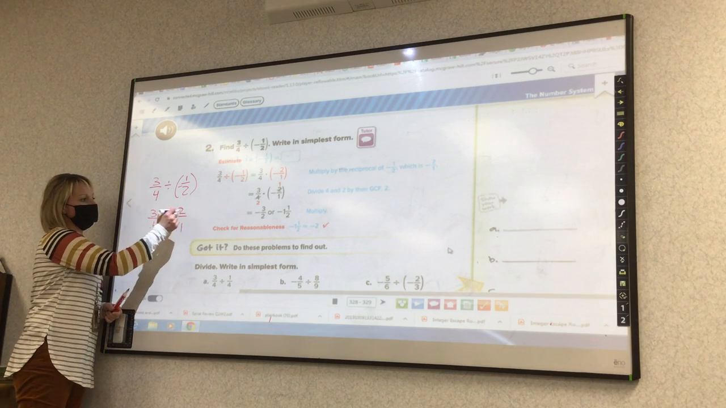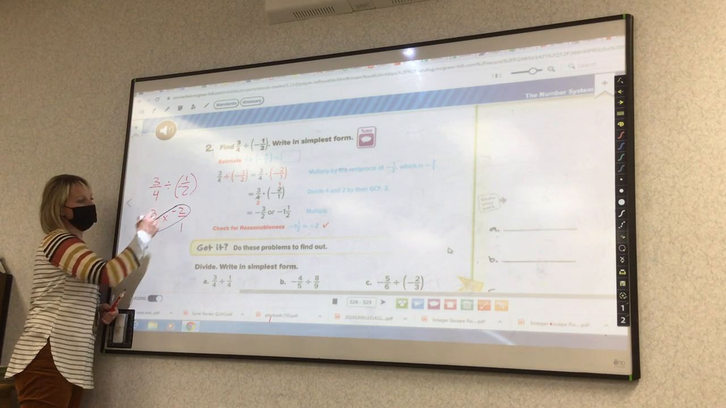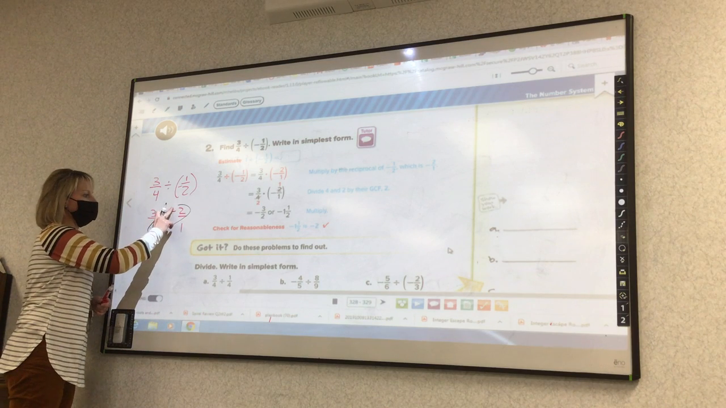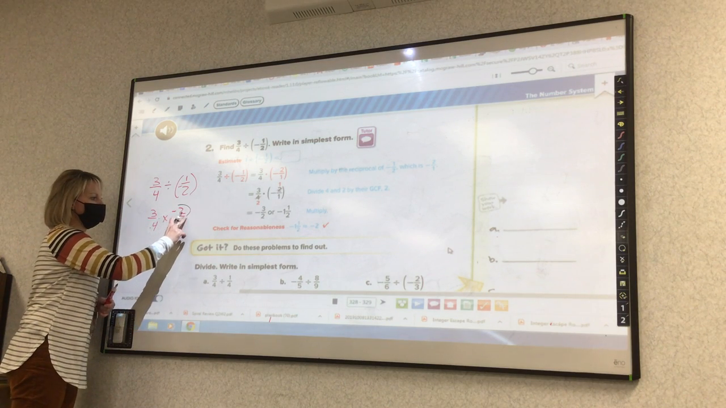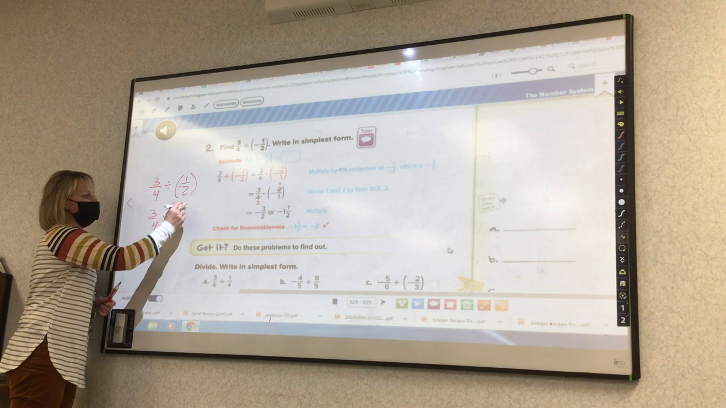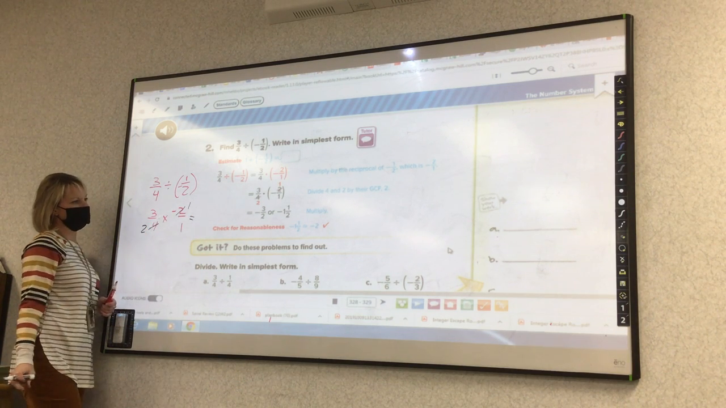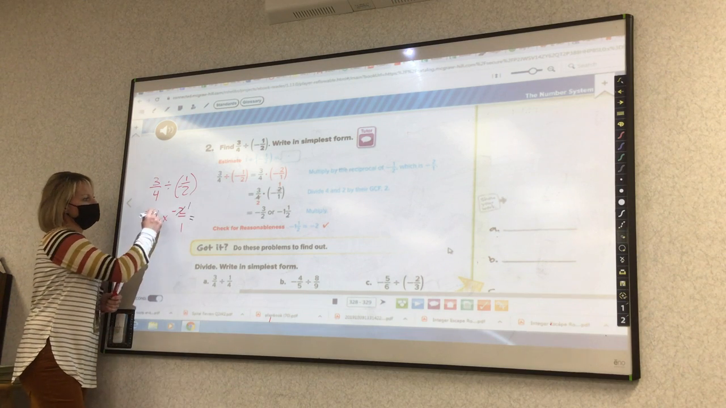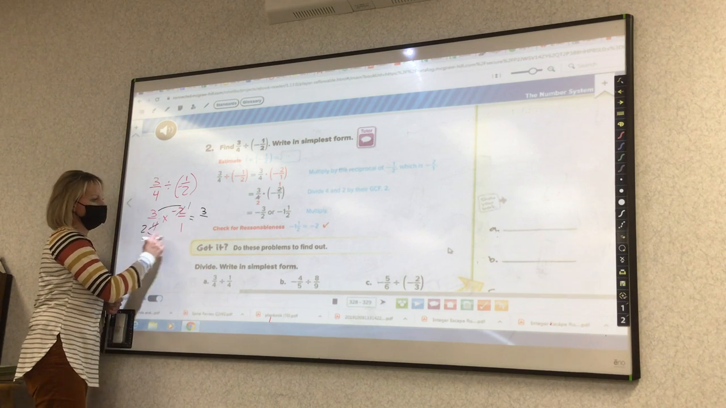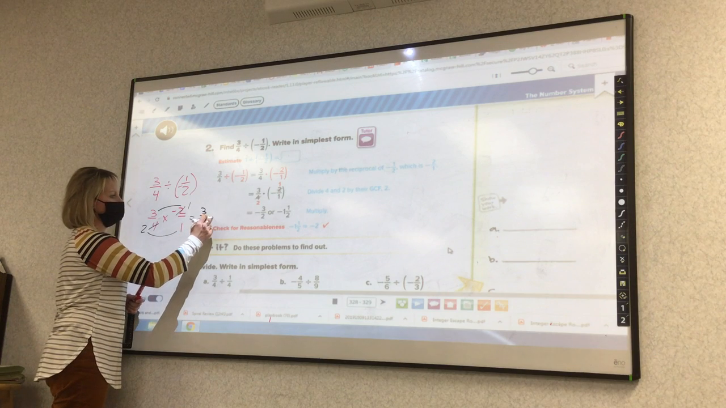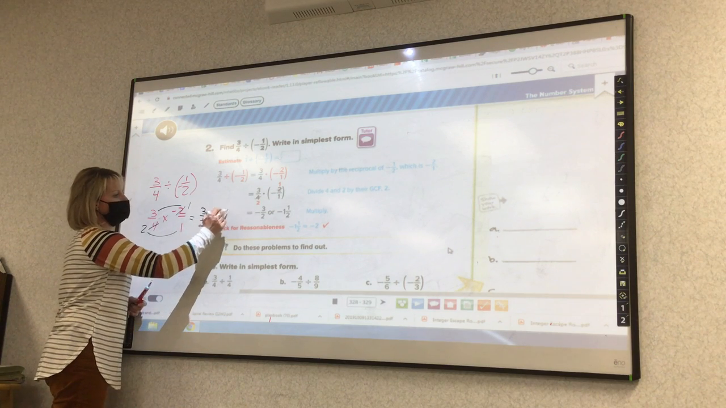In the last example, I circled it like this. Do I have to circle it like that? No. You could just draw your line through it, and the 2 becomes a 1, the 4 becomes a 2. Do I have anything else I can cross cancel? No. So 3 times 1 is 3, 2 times 1 is 2, and my answer would be 1 and 1 half.